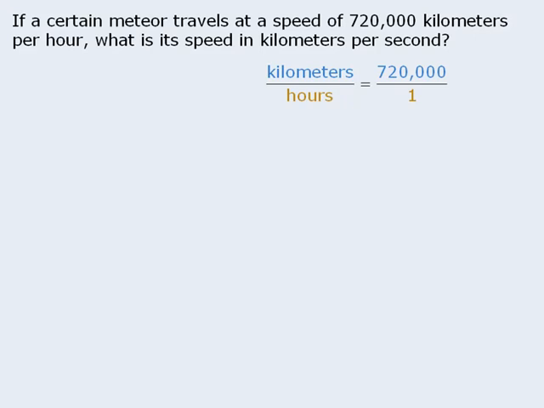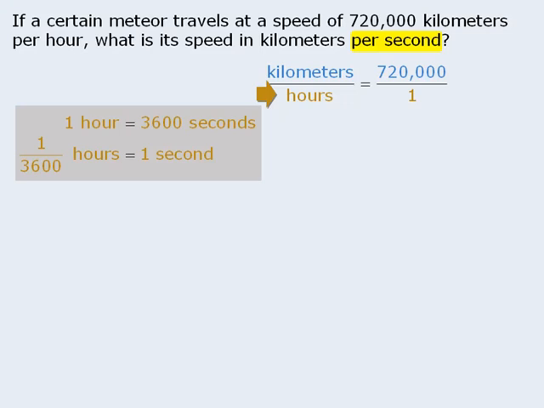Now the question asks us to find the speed in kilometers per second, but our ratio is comparing kilometers to hours. So to use the given ratio, we must use hours as the unit of measurement. In other words, we need to convert 1 second into hours. Well, we know that there are 3,600 seconds in 1 hour. So if we divide both sides of this equation by 3,600, we see that 1 second is equal to 1/3600th of an hour. At this point, we can replace the number of hours with 1/3600th of an hour, which is the same as 1 second.